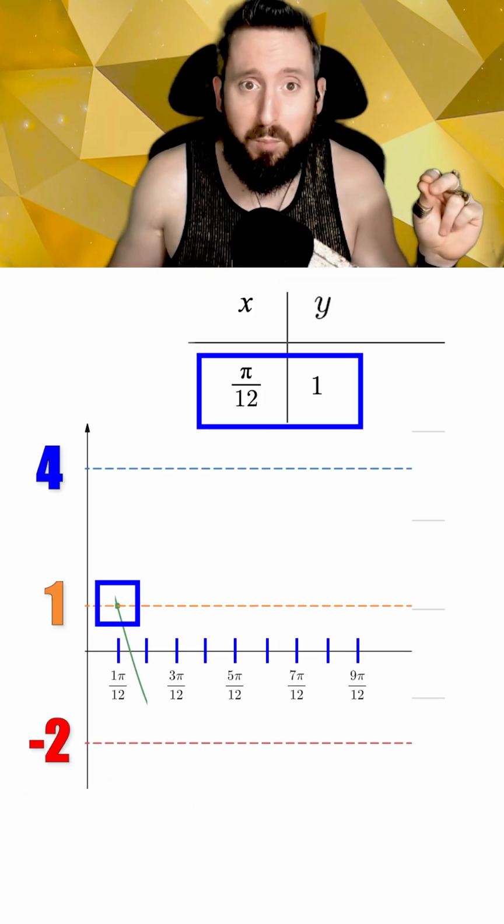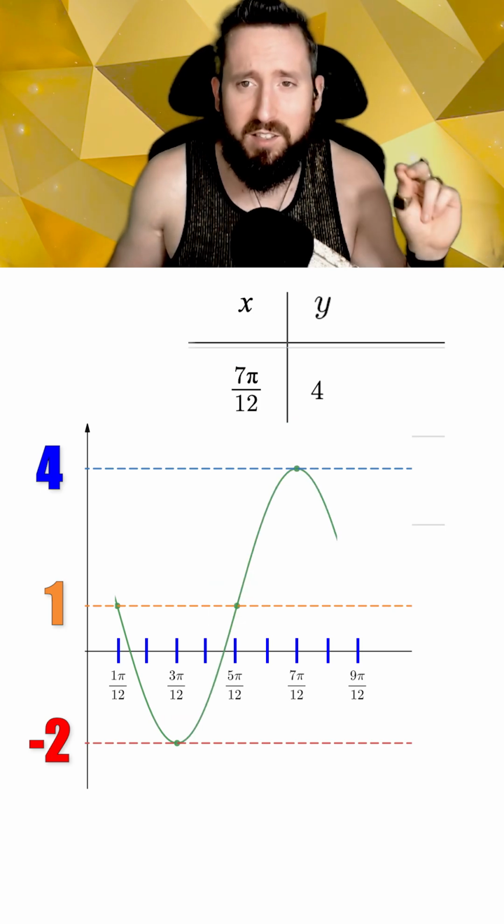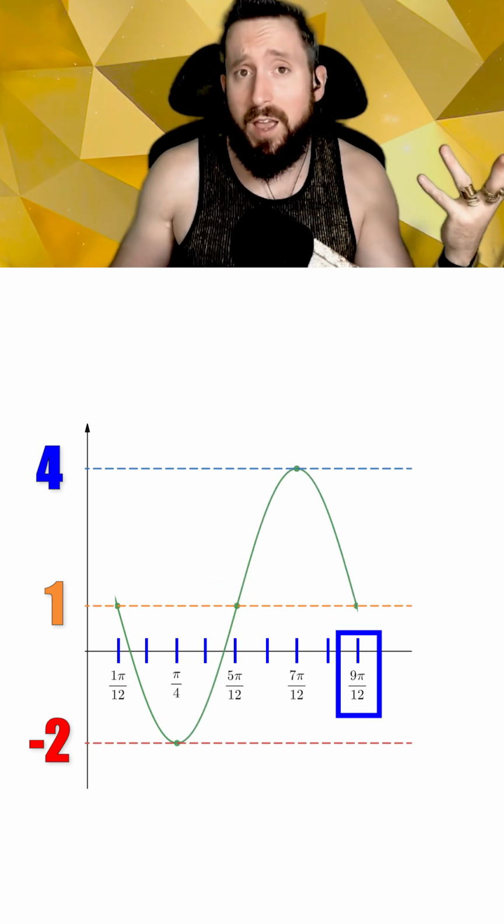The final step is to plot the points and reduce any fractions on the x-axis as much as possible, and you're done. And there you have it. That's how to graph sinusoidals.